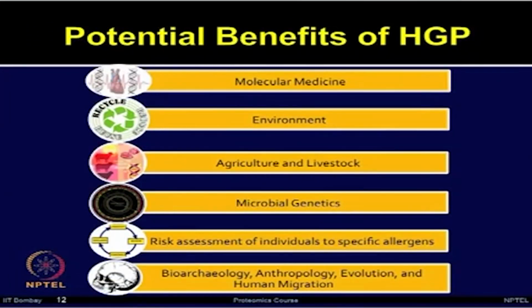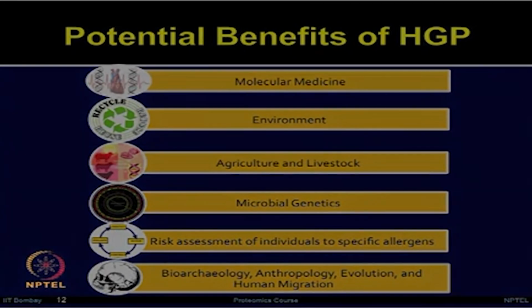and about 2% of the genome encodes instructions for the synthesis of proteins. The various potential benefits of the Human Genome Project: the information was useful for molecular medicine, environment, agriculture and livestock, microbial genetics, risk assessment of individuals for specific allergens, as well as in other fields such as anthropology, evolution and human migration.